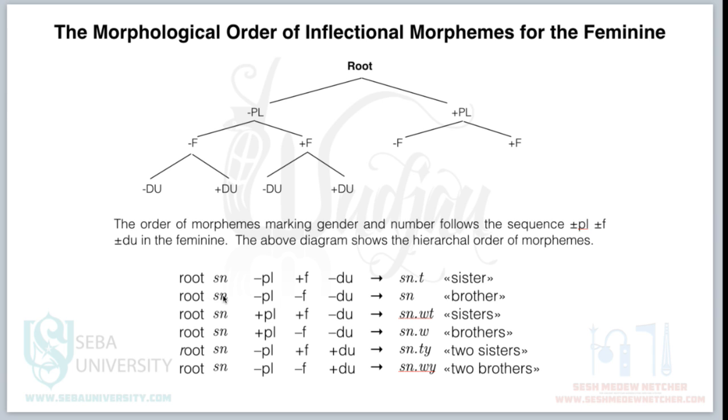Next one. The root sin, is it plural? No. Is it feminine? No. Is it dual? No. All three of these conditions yield a masculine singular, which is sin, brother.